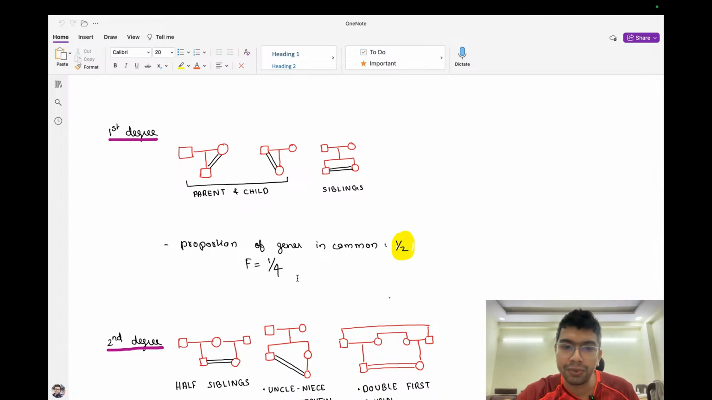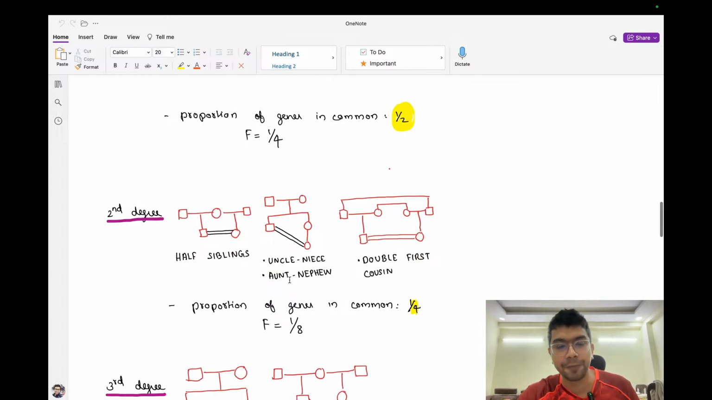And I already told you that F is equal to half multiplied by the proportion of genes in common. So half multiplied by half, that is 1/4. So F will be 1/4, that is 0.25. And why is it important? F is proportional to the risk of autosomal recessive disorder. So F being this high means a very high value, and there is a high risk of autosomal recessive disorders in the offspring.